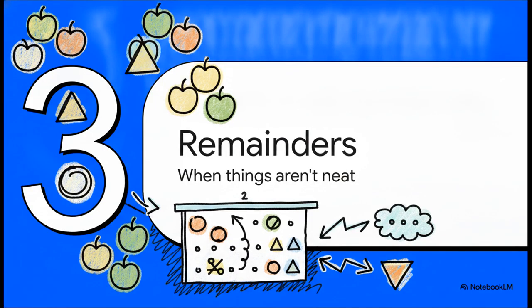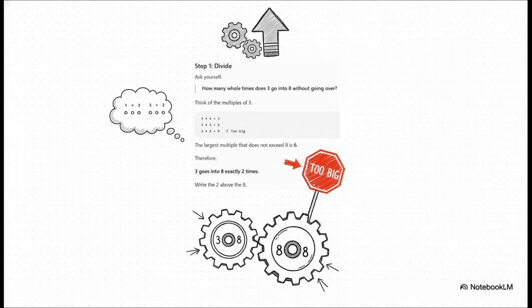All right, section 3, dealing with remainders. Because, let's be real, numbers rarely fit together perfectly neat and tidy. Let's look at exactly what happens when they don't, using our earlier setup of 8 divided by 3. We kick off step 1, divide. We're asking, how many whole times can 3 squeeze into 8 without going over?